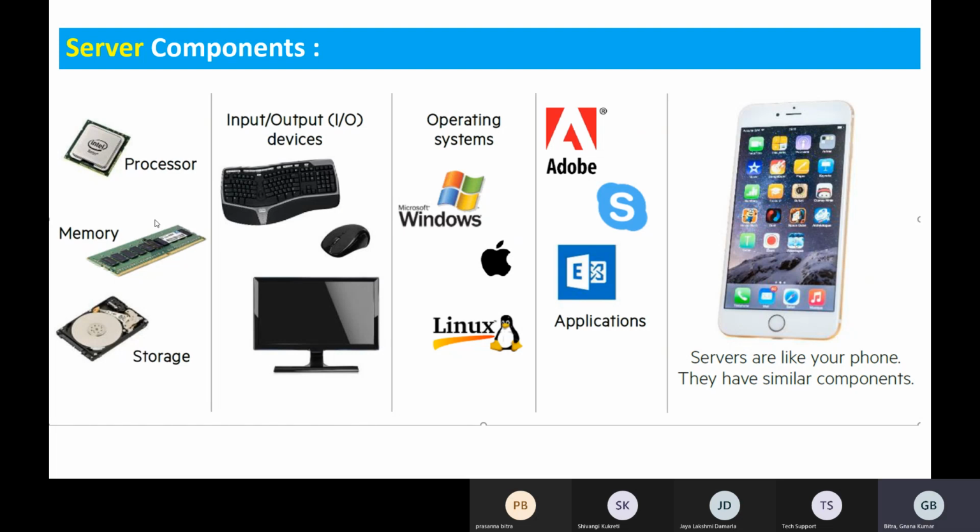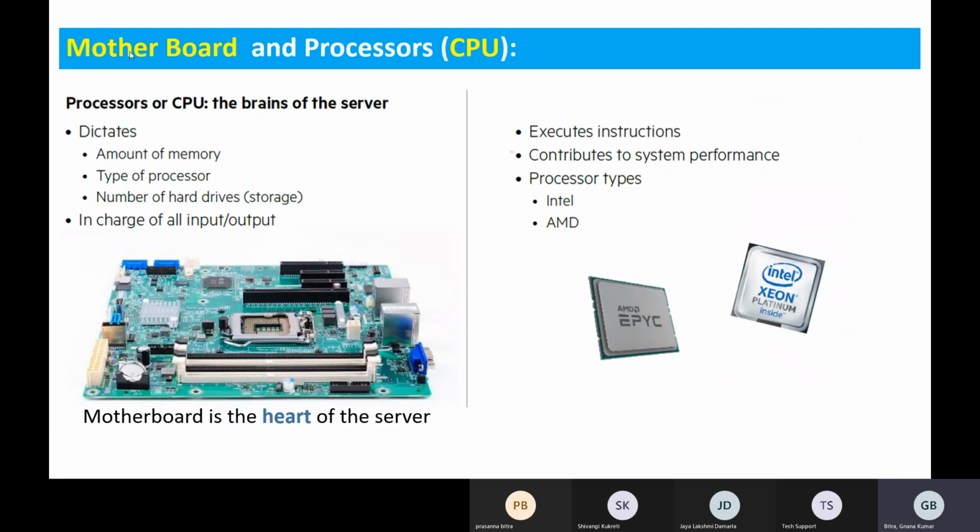Before going to the processor, we can just understand the motherboard. Normally, the motherboard is the heart of the server. This motherboard consists of the CPU. If you see in this diagram, this is the CPU socket. It consists of the CPU, memory, disk, and the motherboard is also in charge of all the input and output devices. And also the processor type, as we discussed, we have two types of processors: Intel and AMD. And the processor is the brain of the server, and the motherboard is the heart of the server.